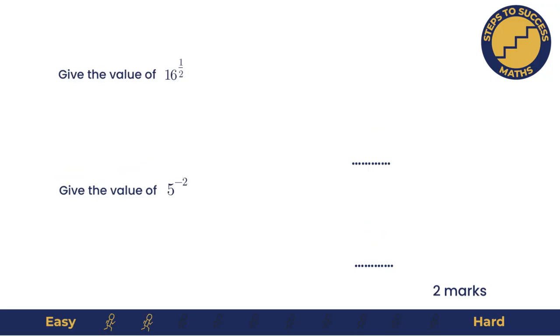Give the value of 16 to the power of a half. The power of a half is a square root, so we need to do the square root of 16, and we know the square root of 16 is 4.